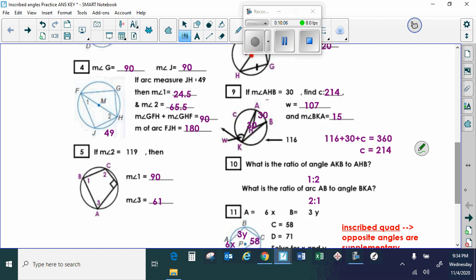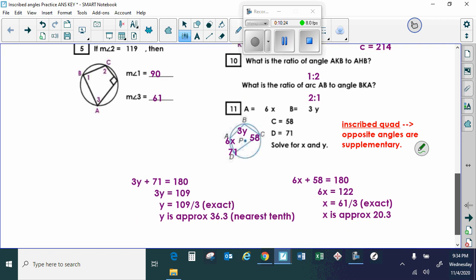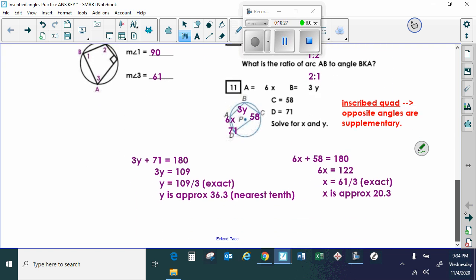Okay. Over here, we did 4 already, 5. Again, we have inscribed quadrilaterals, so that's 90 right there. Measure of angle 2 is 119. Did I already do 5? Okay, 180 minus 119 is 61. I already did 5. Okay, last one here, number 11.